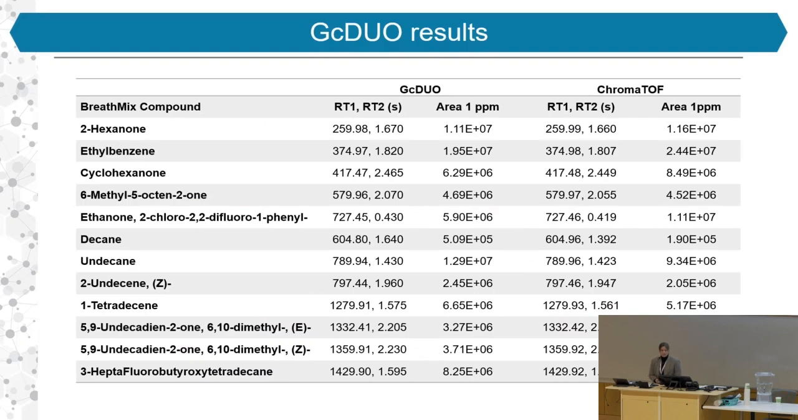From the breath mix dataset, we could compare the area obtained with the vendor software Chromatograph. Retention times were consistent between both softwares, and additionally, the peak areas show a Pearson correlation of 0.9 between both softwares. These results highlight the suitability of GcDUO for analyzing GC data.